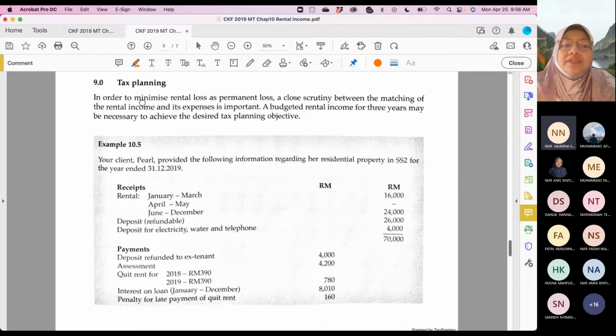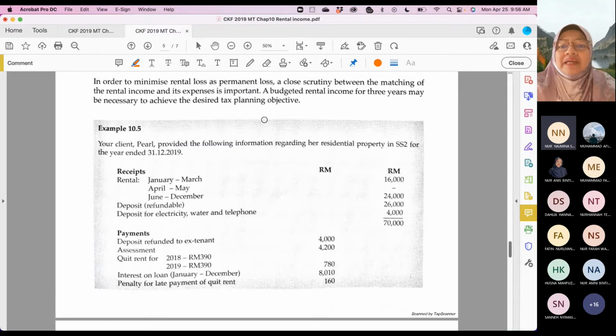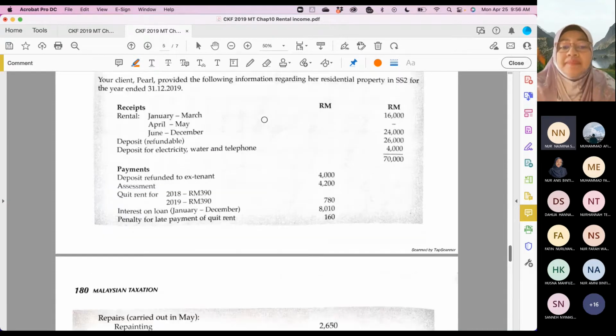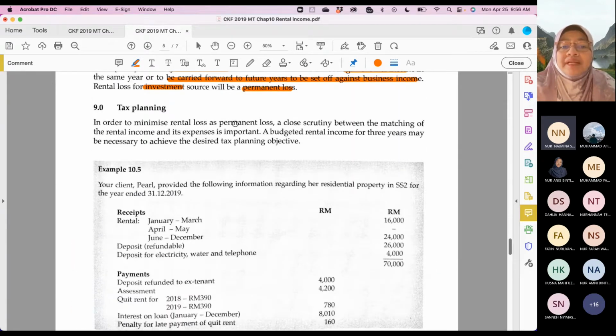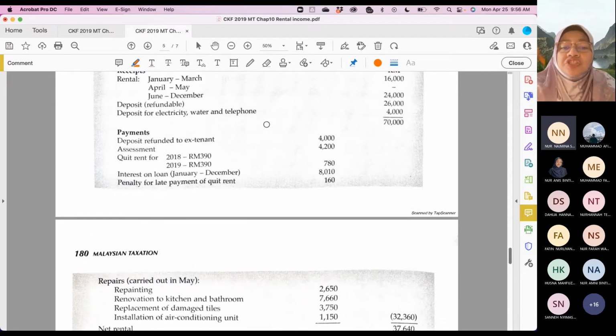Tax planning in order to minimize rental loss as a permanent loss: a close scrutiny between the matching of rental income and expenses is important. A budgeted rental income for 3 years may be necessary to make sure that you don't have a loss. Because if you talk about investment income, it's a permanent loss, and we don't want a permanent loss. So we try to adjust accordingly.